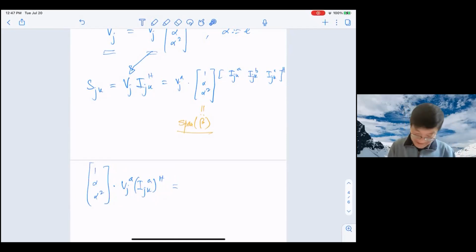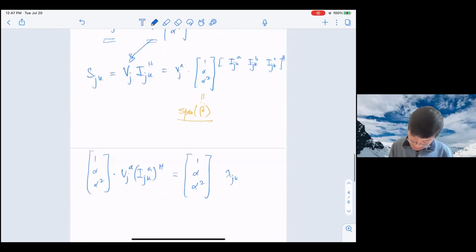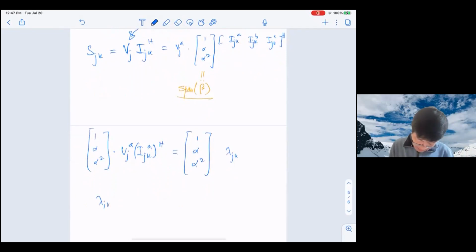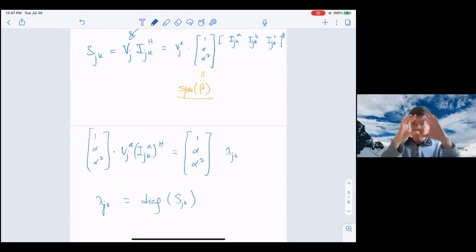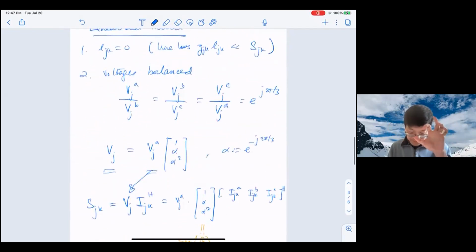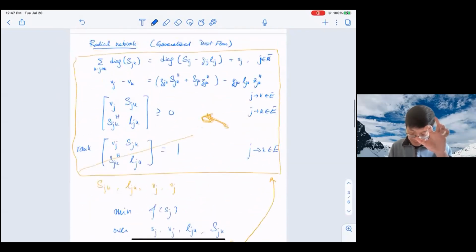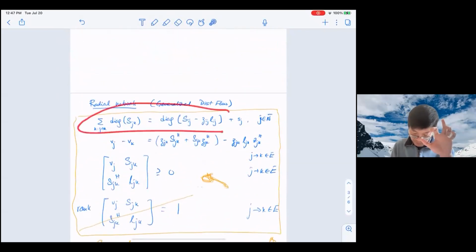That's my point. And therefore this becomes 1 alpha alpha square. Let me denote this by lambda JK. So lambda JK is going to be the diagonal, the three-dimensional vector, of SJK. Okay, so you take the 3 by 3 matrix, but you only look at the diagonal entries, which you can determine from this equation without the L.